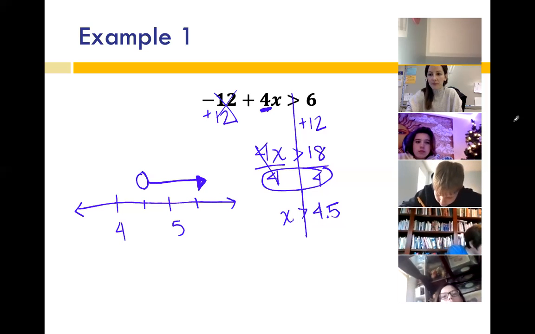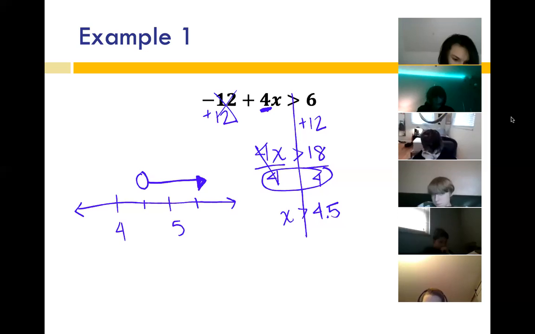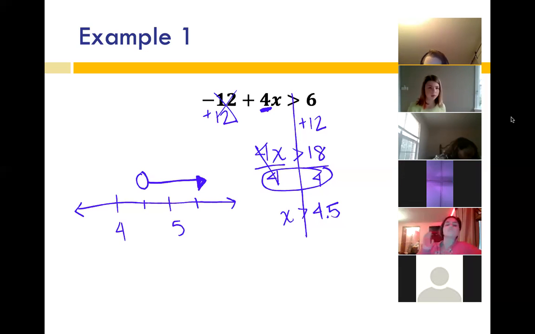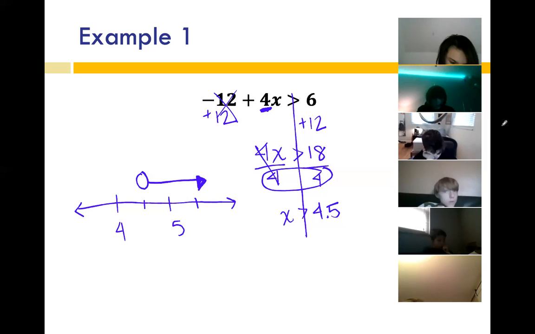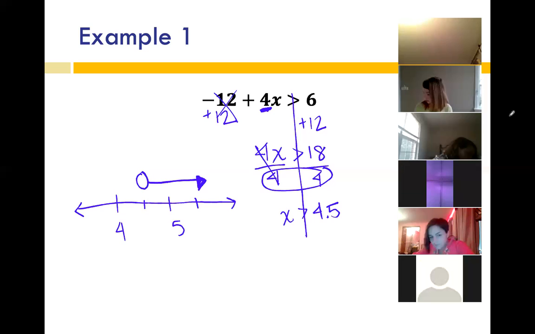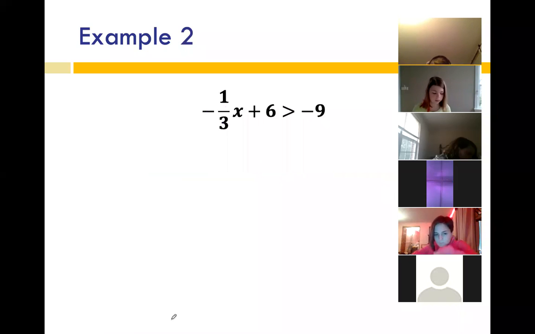Okay? Any questions about that one so far? You should make sure you're writing this down in your notes if you have them. All right. Now, let's take a look at example number 2.